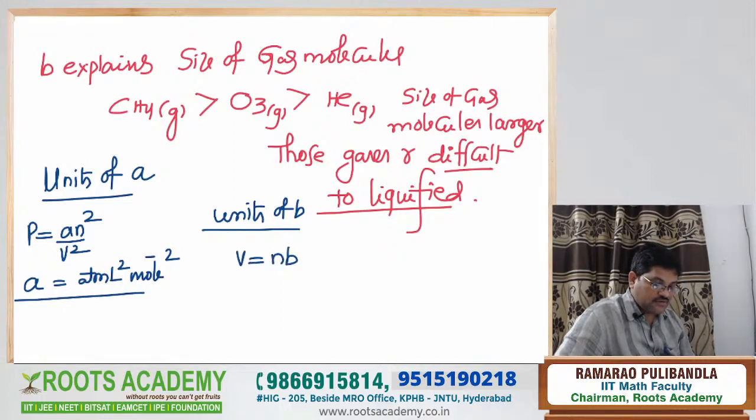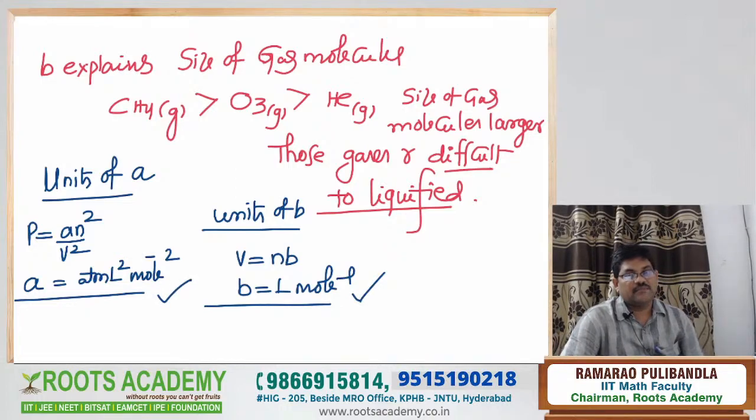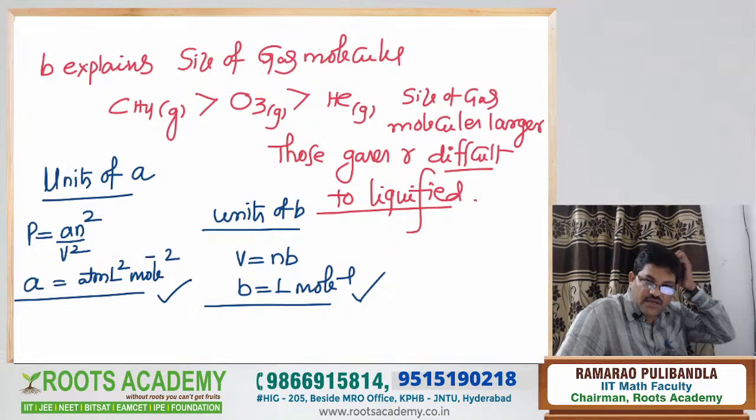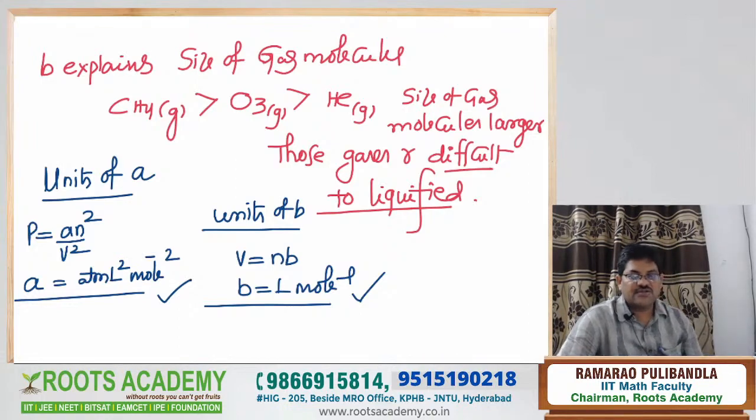Now the units of b. V = nb, so b is liter per mole. What do you write? Liter per mole. So these are the units of a and b. Simple logic, no confusion. Understood?